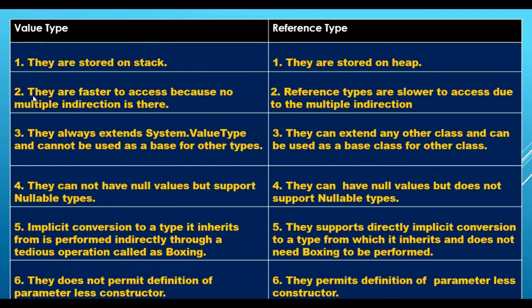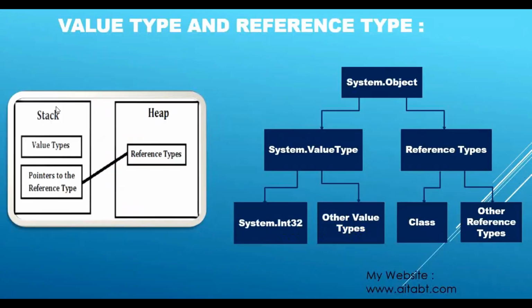Again, the second point is that they are faster to access because no multiple indirection is there, and reference types are slower to access due to the multiple indirection. Now what does this mean? I have told you that reference types get stored in the heap, but actually there is a variable on the stack which holds a reference to the reference type present on the heap. So there is a multiple indirection.